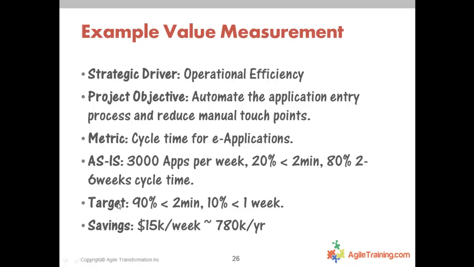So what is your target then? Well, I want 90% of these 3,000 applications to take less than 2 minutes to get processed, and only 10% will take less than a week because they'll require some manual intervention. All right, tell me about dollars then. How much does that save me? Well, that's about 15,000 per week, 780 per year, and so on. You come up with the numbers. But this is an example of: here's the strategic company driver, and here's how my project will help accomplish that. Just make it simple. Don't overcomplicate it, but at the same time, don't skip it to where you're not holding people accountable for at least figuring out what problem they are really trying to solve.